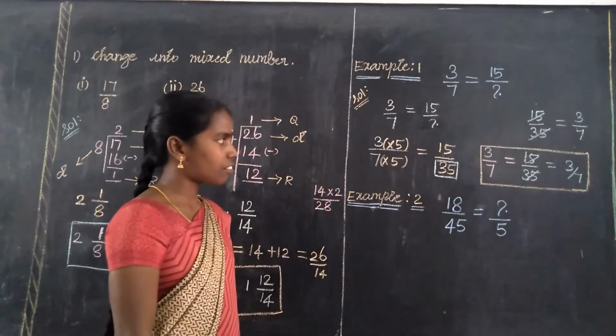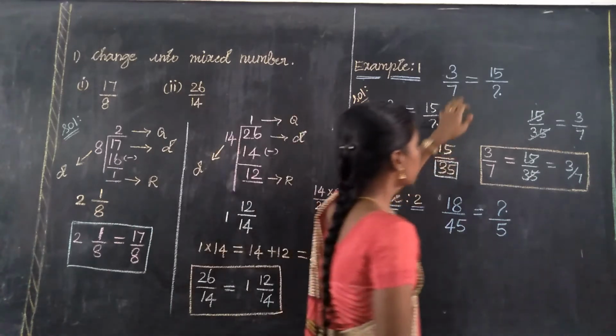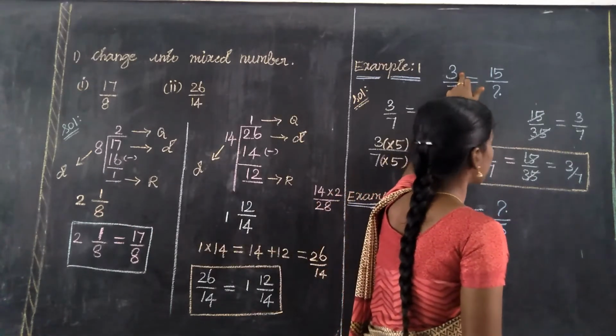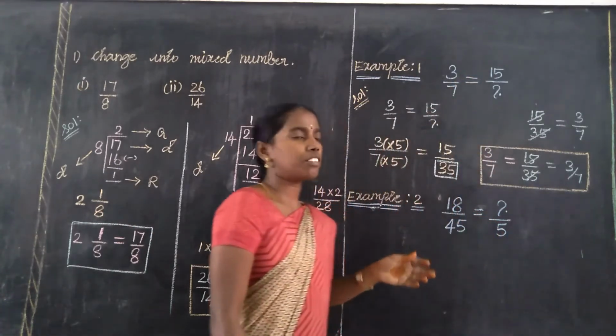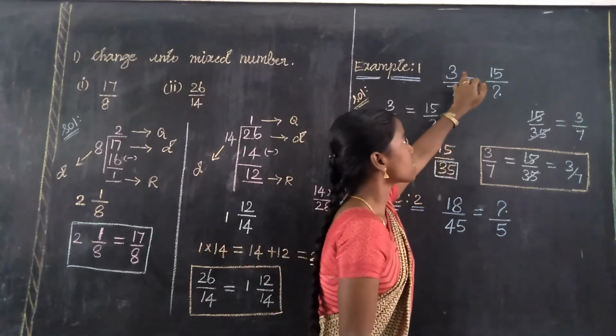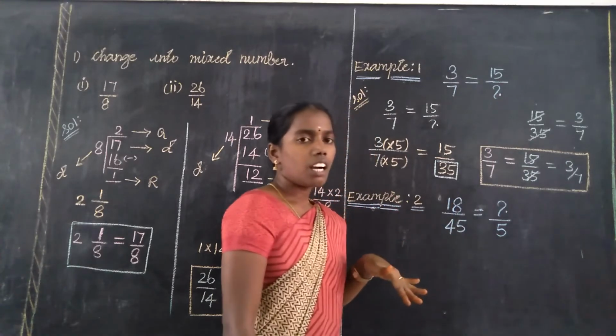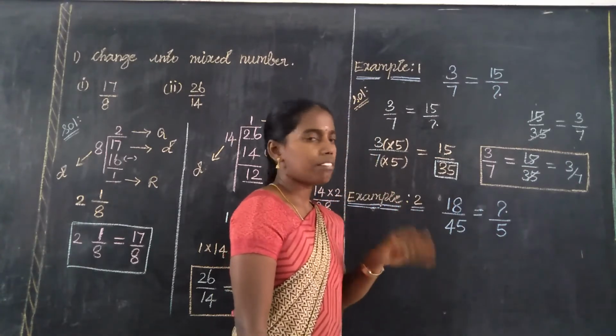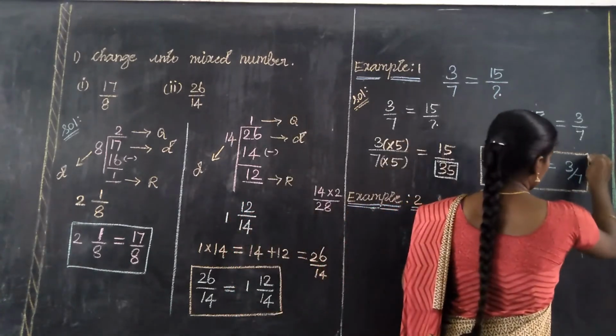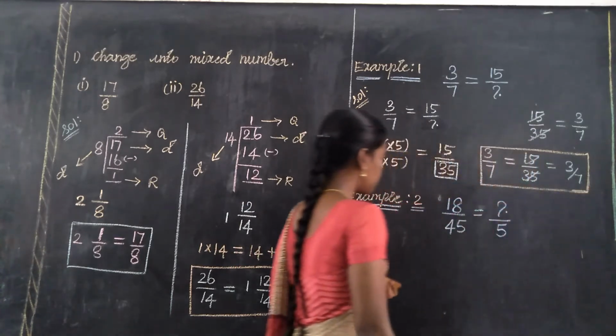The answer is 35. First we choose the same multiple, any one number. Then 3 fives are 15, which is equal to this value, that is the 5th table. Is it? Then how many times? 3 times. 5 table 3 times or 3 table 5 times. That is the answer. And next example.